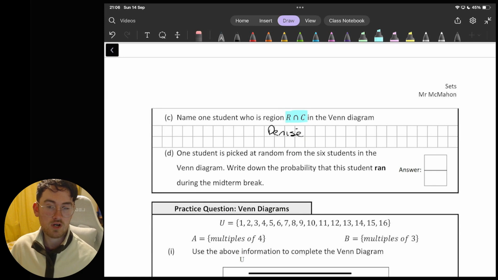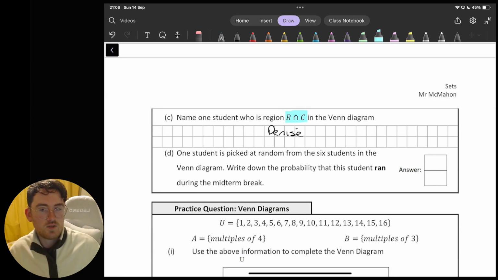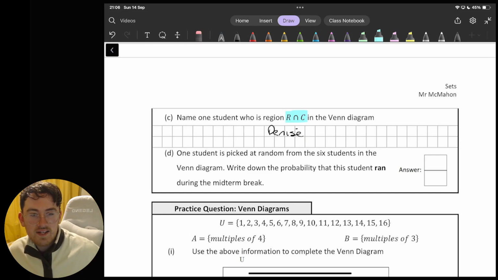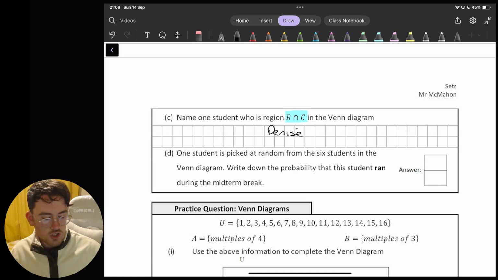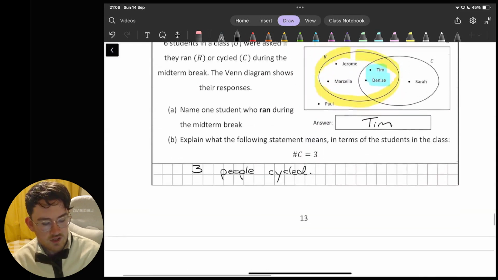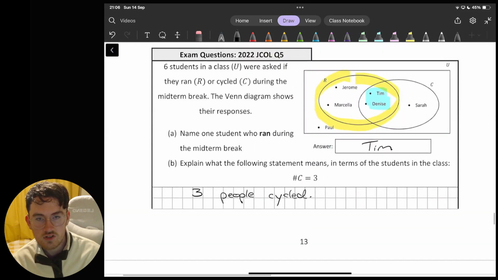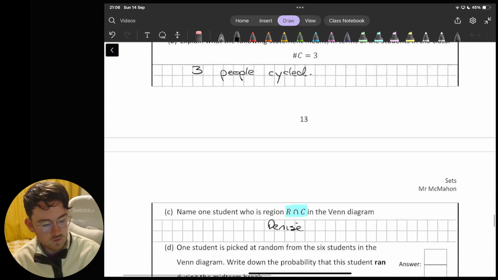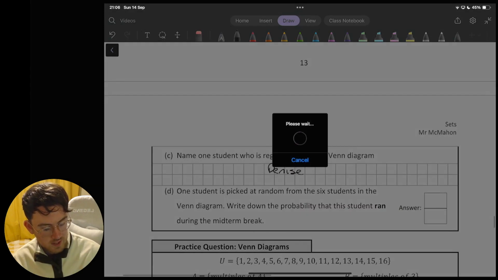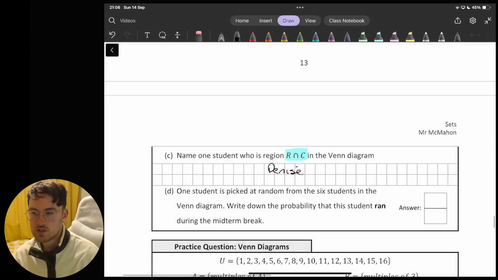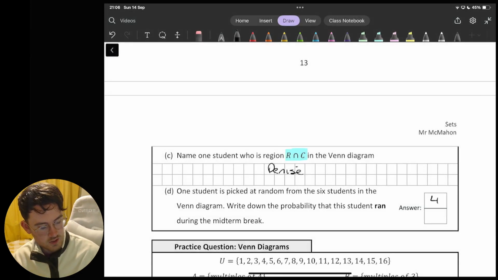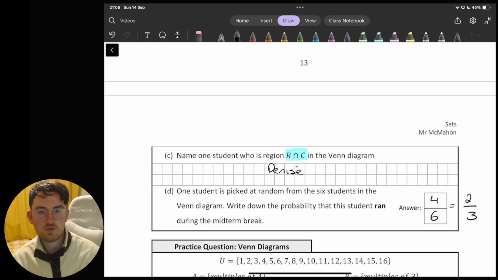So this is where we tie some probability into our Venn diagrams as well. So one student is picked at random. Write down the probability that this student ran during the midterm break. So we should hopefully remember from our work on probability, to work this out, I need to look at how many students ran. So that's how many students are in set R, that's 4. So 4 students ran out of how many students? Okay, so it's always important to keep it as a total. So 4 out of 6, which is 2 out of 3. We always write down our answer as simplified as possible.